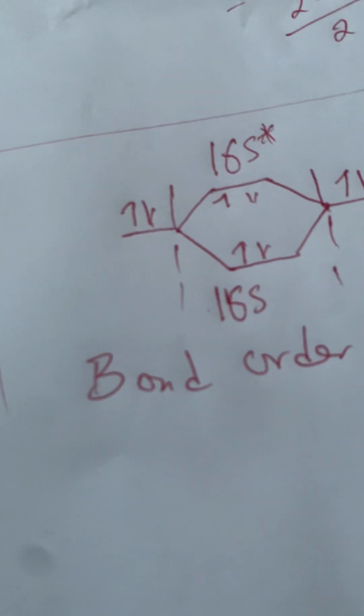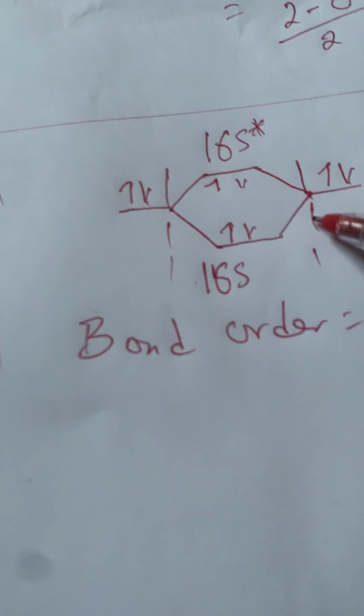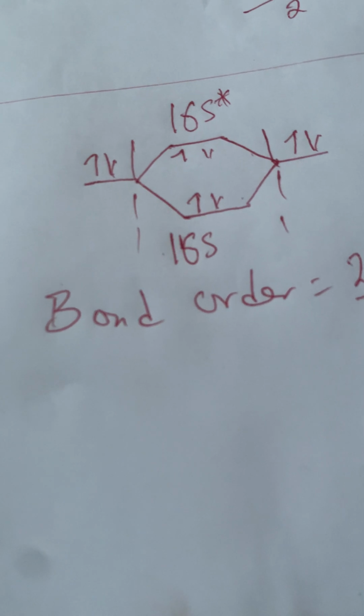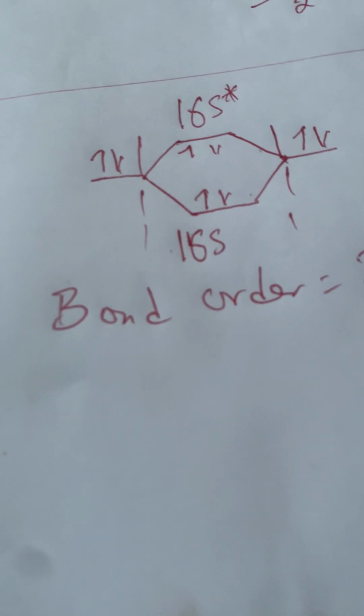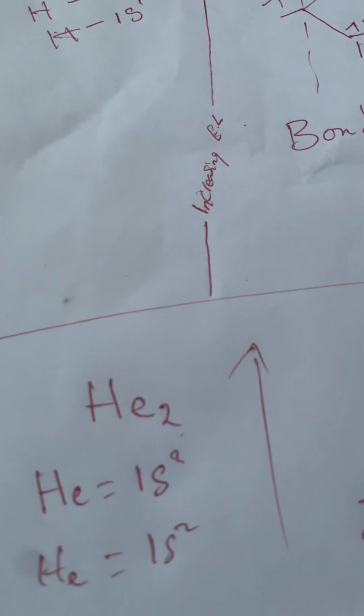Then let's check whether the molecule is paramagnetic or diamagnetic. As you're looking at it, it's very simple. You can see the electrons are paired in the orbitals. It is diamagnetic in nature. It is not paramagnetic. Now let's move on to see the next one.